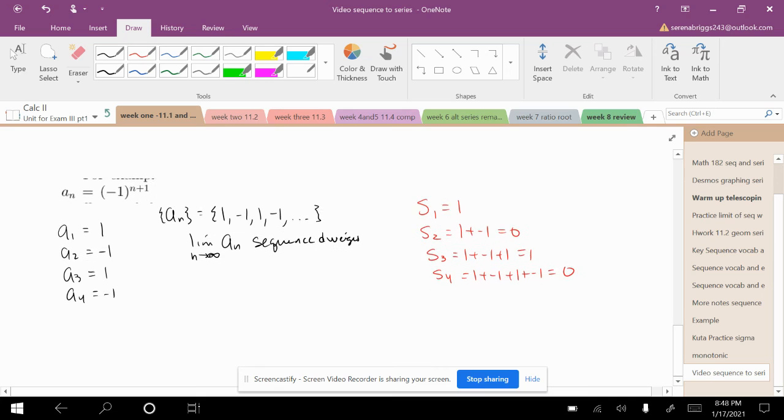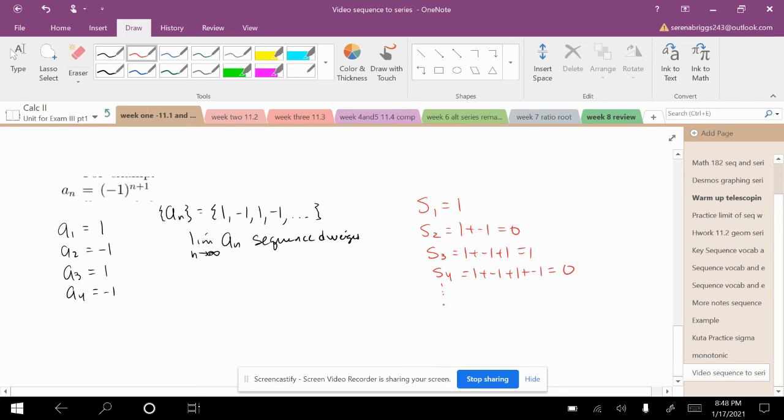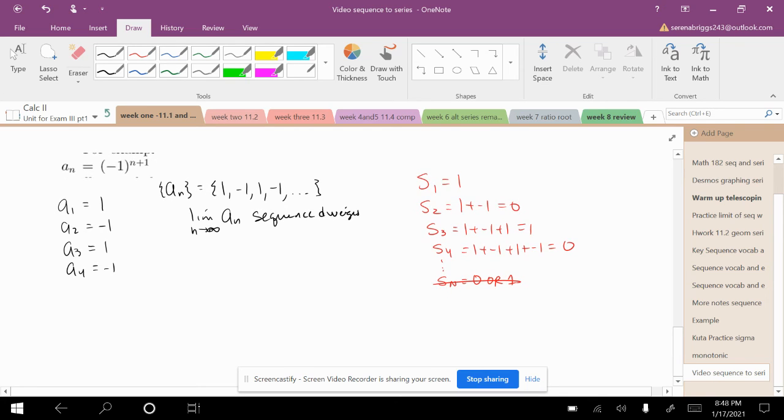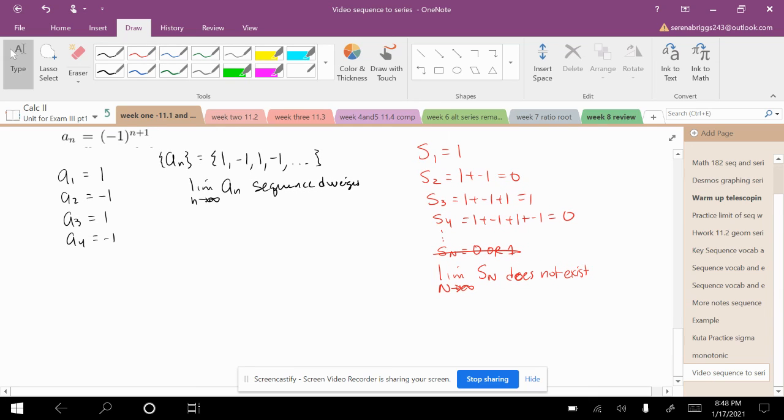And we could see what's happening with the sum as well. I can't write a sum formula. I'm not sure what it's going to be. It's either 0 or it's 1, but I can't say that something equals two different things here. This is the nth term. I don't have a formula for the nth term, but I do know the limit as n approaches infinity of whatever that s sub n is going to be would not exist. The sum does not tend towards a single number, so the series diverges as well.